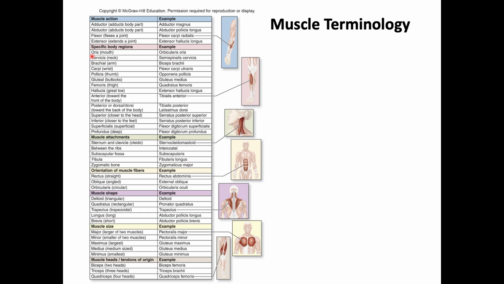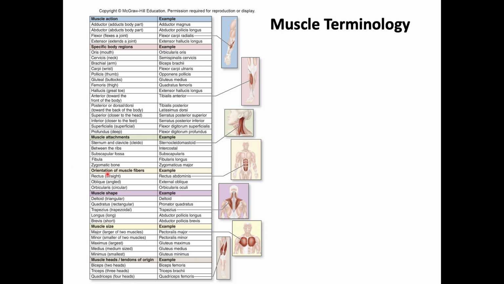For example, we have the orbicularis oris, which goes around the mouth, oris meaning mouth. We'll get into this during the appendicular. Brachialis is named for the upper arm, which is called the brachium. Some are named for their muscle attachments. For example, the sternocleidomastoid: the sternum is the origin, and then it also goes to the clavicle, cleido, and the insertion is the mastoid process. So that's how they are named and organized.